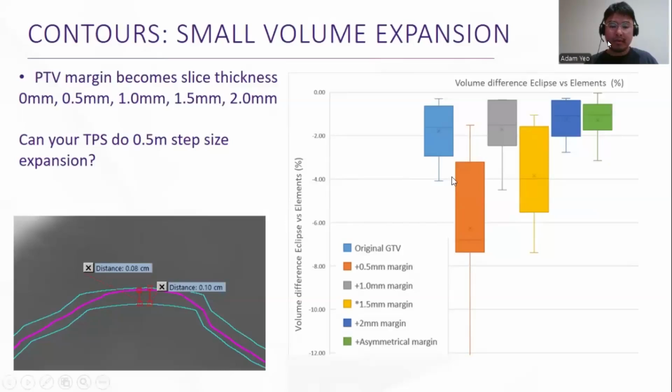Here's a quick example of a variant solution, the Eclipse, compared to our Elements. Two different treatment planning systems can have drastically noticeable volume changes, especially apart from every millimeter integer expansion. When you go down to 0.5 millimeter expansion, one planning system cannot handle it better than the other. In this example, 1 to 2 millimeter, and the magenta is 1.5, and it's really chopping on and off between 1 and 2 millimeter.